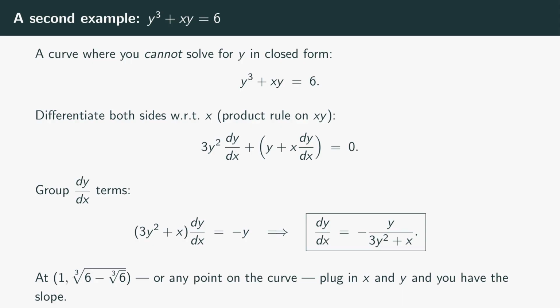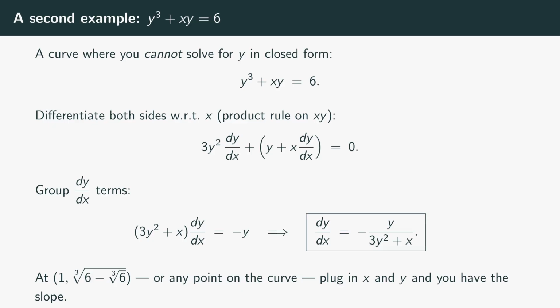Second example, just to drive the technique home: the equation y cubed plus xy equals 6. Try to solve this for y in closed form. You can't. It's a cubic in y with x-dependent coefficients, and while a formula exists, it's grotesque. With implicit differentiation, we don't care. Differentiate both sides with respect to x. The term y cubed: outer is cube, inner is y. Chain rule gives 3y squared times the derivative of y with respect to x.